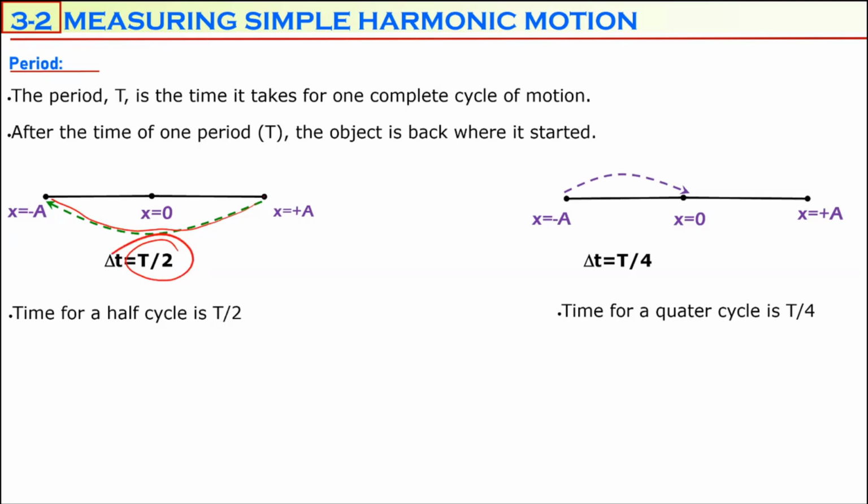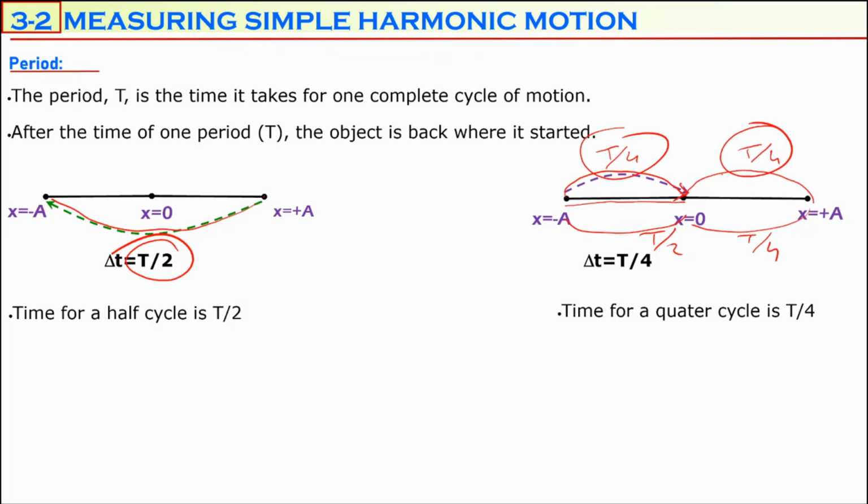What about time for quarter cycle? It is T over 4. So this is time from here to there. Yani if an object vibrates from negative A to 0, time it takes to reach from negative A to 0 is T over 4. From 0 to positive A, T over 4. From positive A to 0, T over 4. From 0 to negative A, T over 4.